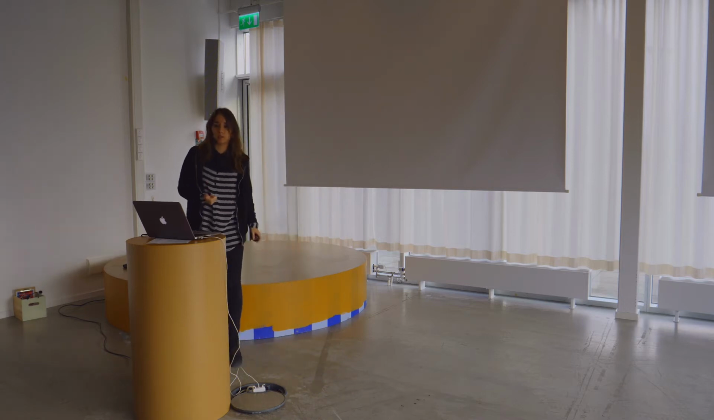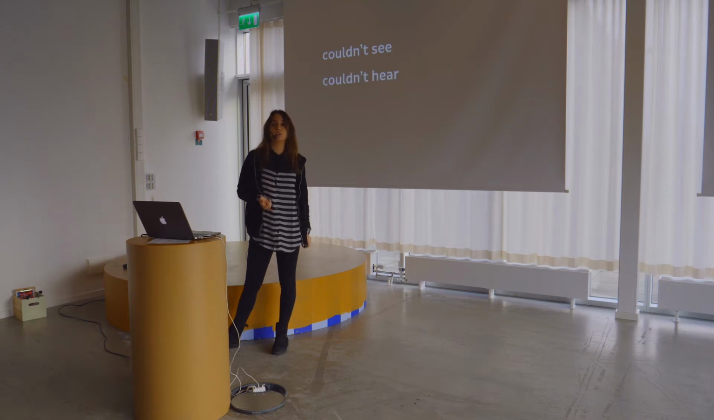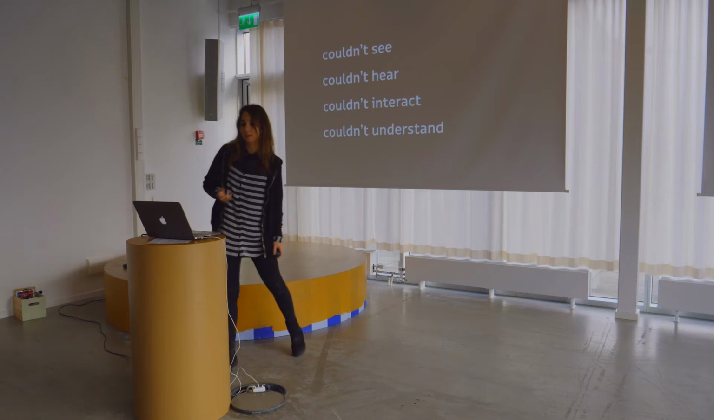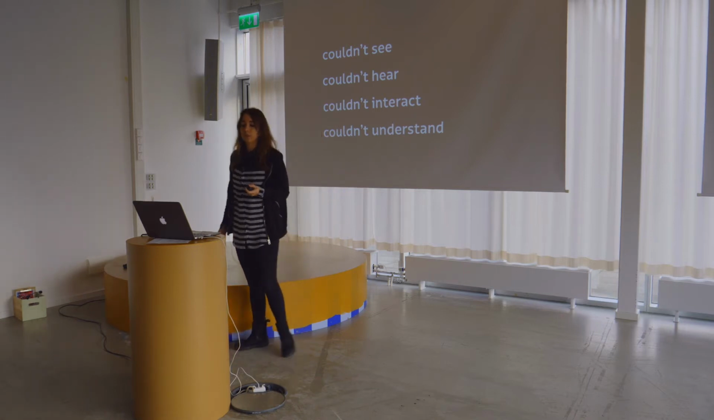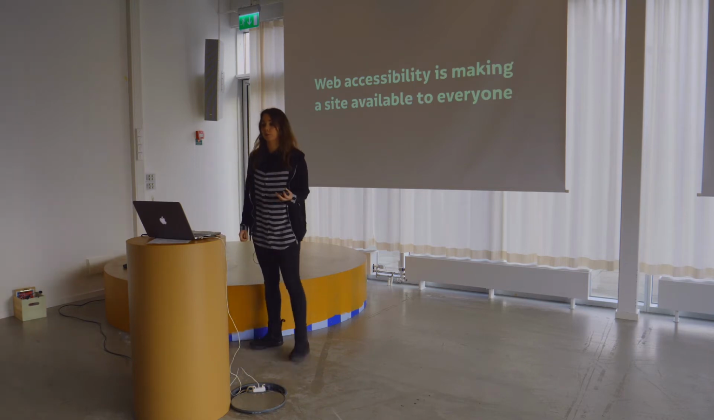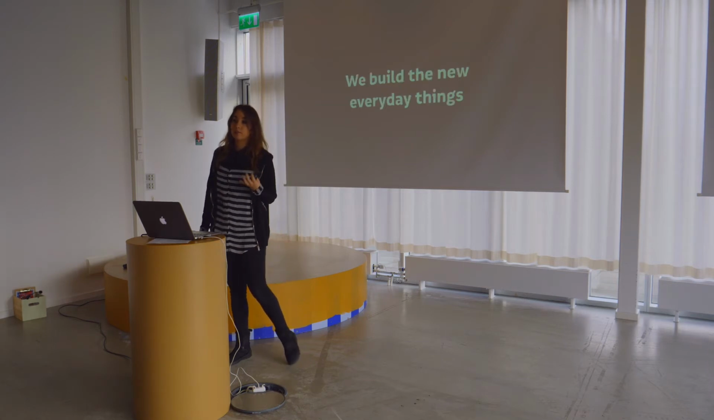So first we couldn't see the page, then we couldn't hear it, then we found the page hard to interact with, and then we found it hard to understand. And these are all ways that a site can be inaccessible to people. Because web accessibility is making a site available to everyone, regardless of their needs. And there's a reason this is important.